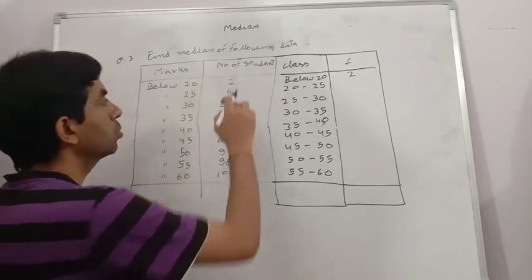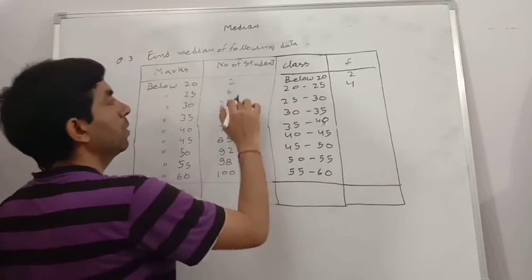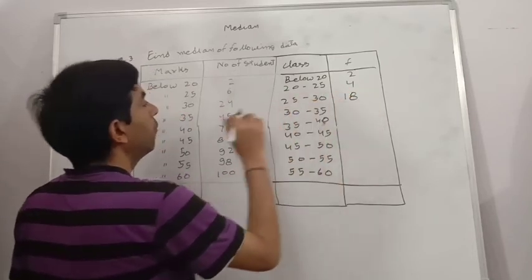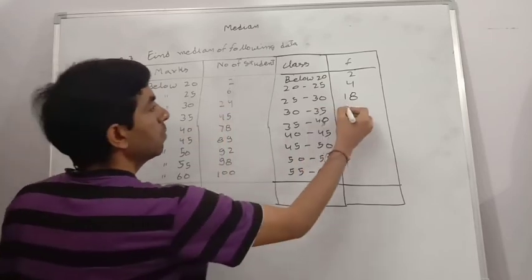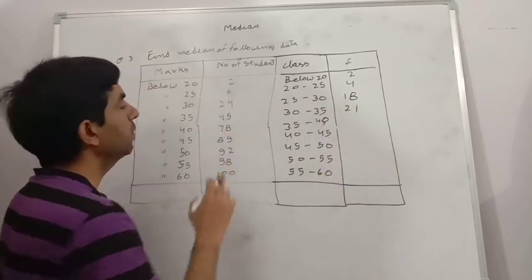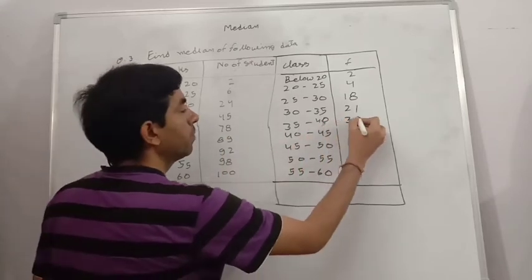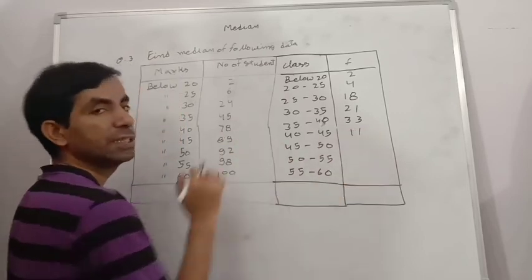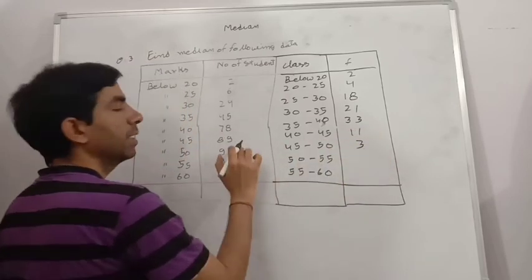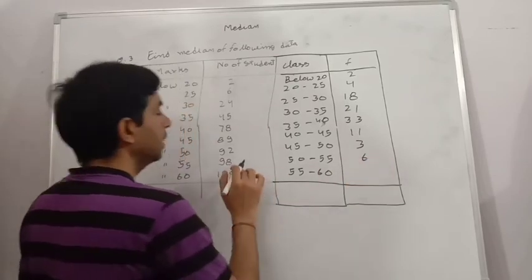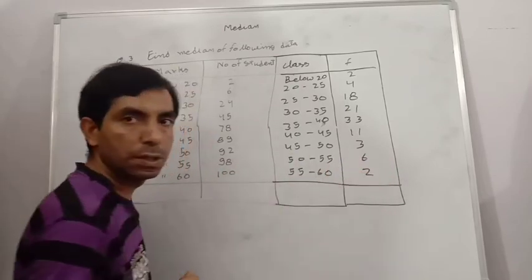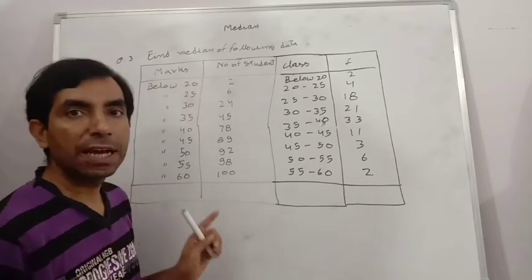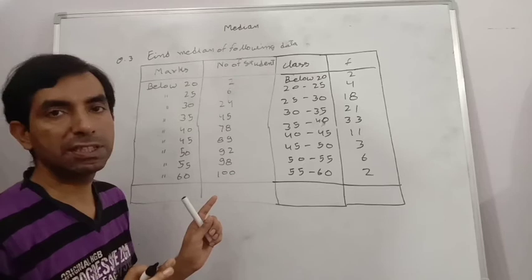From the smaller number. So 6 minus 2 is 4. 24 minus 6 is 18. 45 minus 24 is 21. 78 minus 45 is 33. 89 minus 78 is 11. 92 minus 89 is 3. 98 minus 92 is 6. And last, 100 minus 98 is 2. It is our frequency. Now we can calculate the cumulative frequency also.